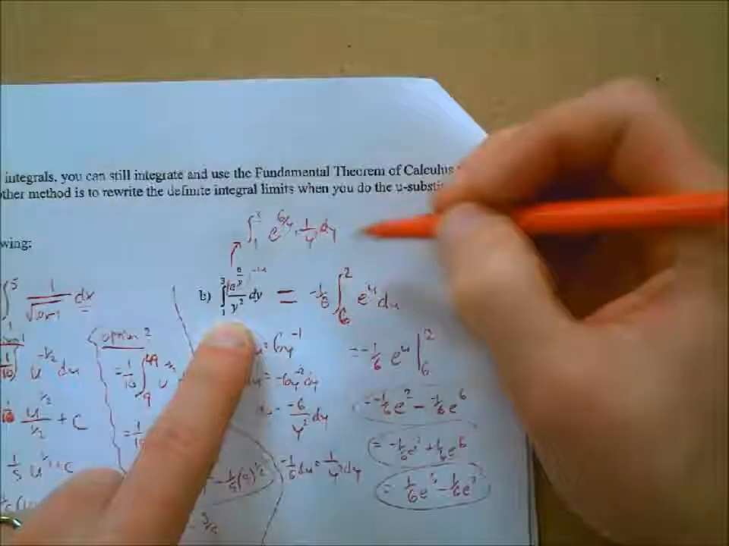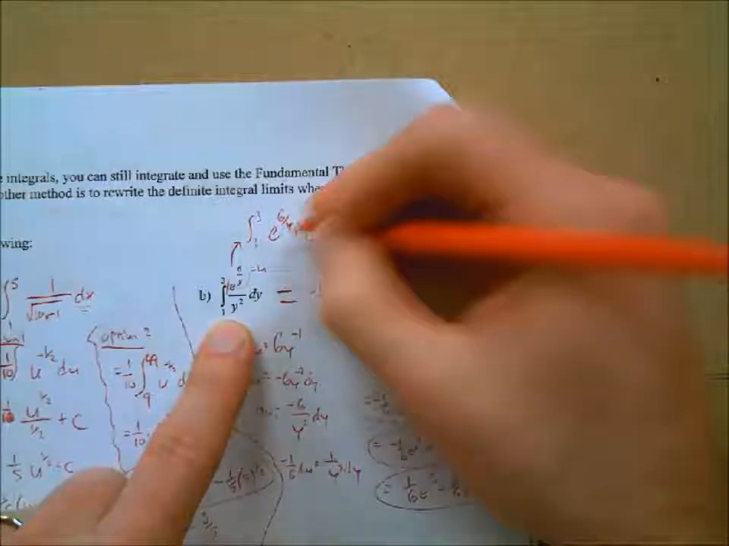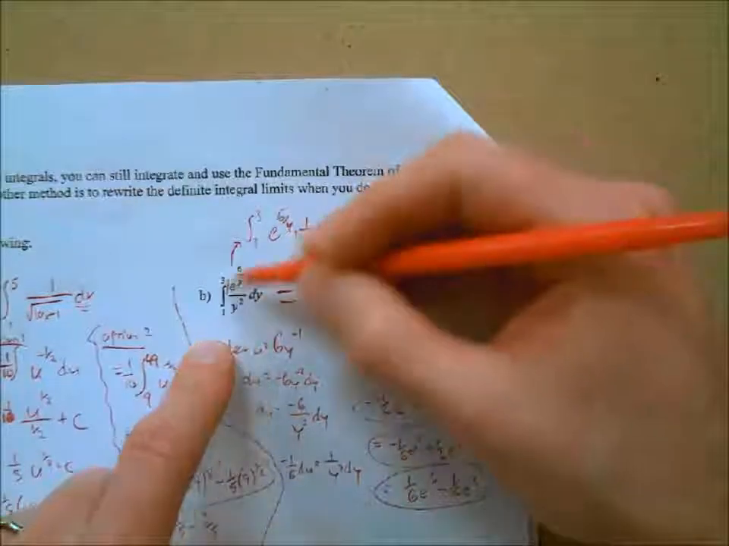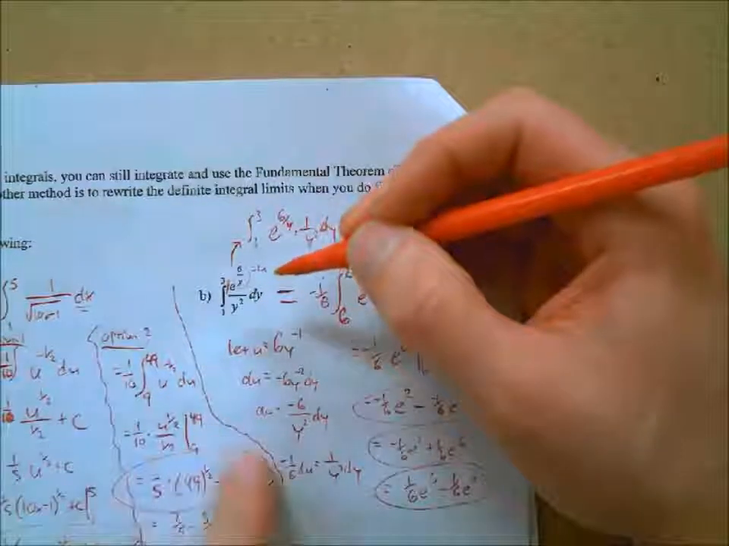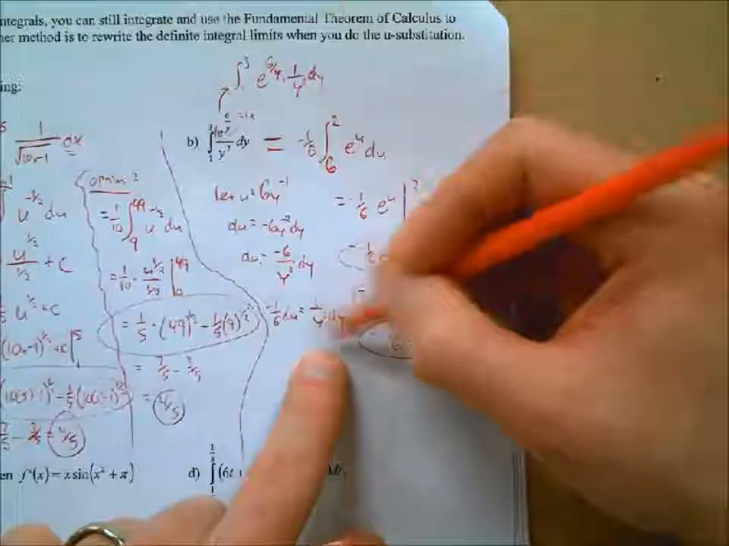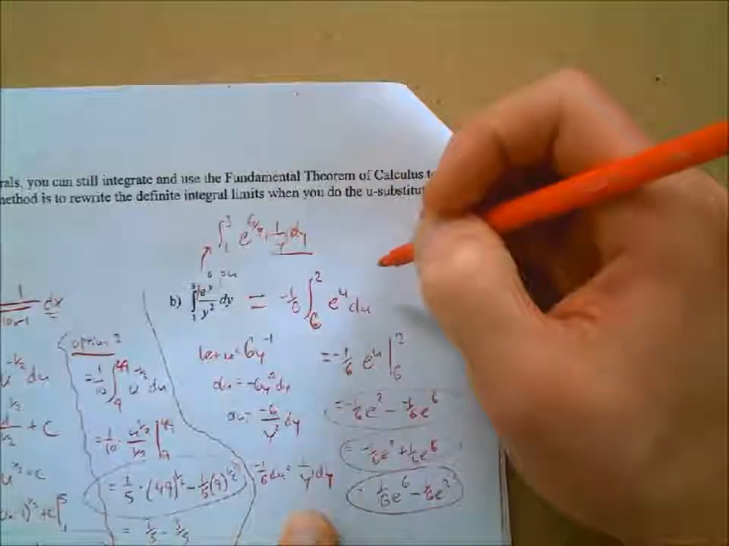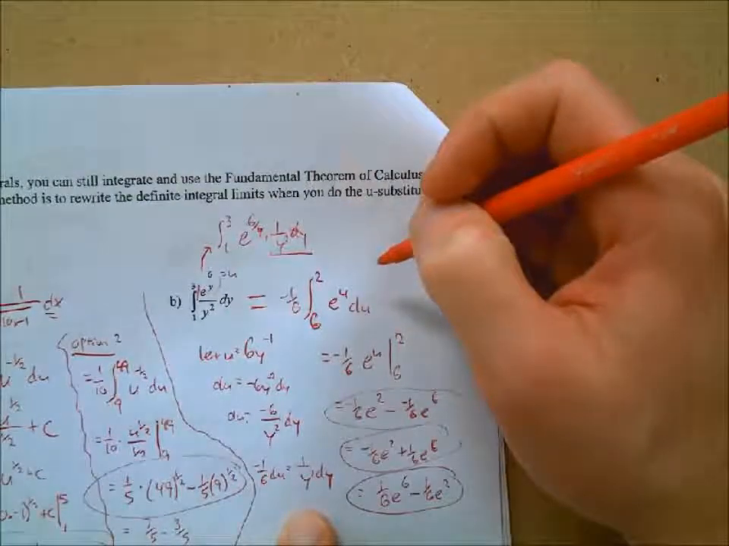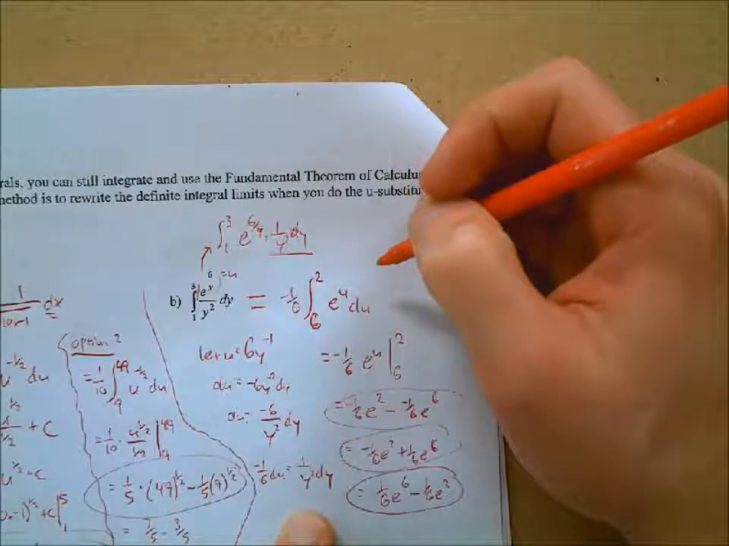Do you agree that that's the same thing? E to the 6 over y times 1 over y squared would be this. So you see it now. There's the 1 over y squared dy right there. There's our du right there.